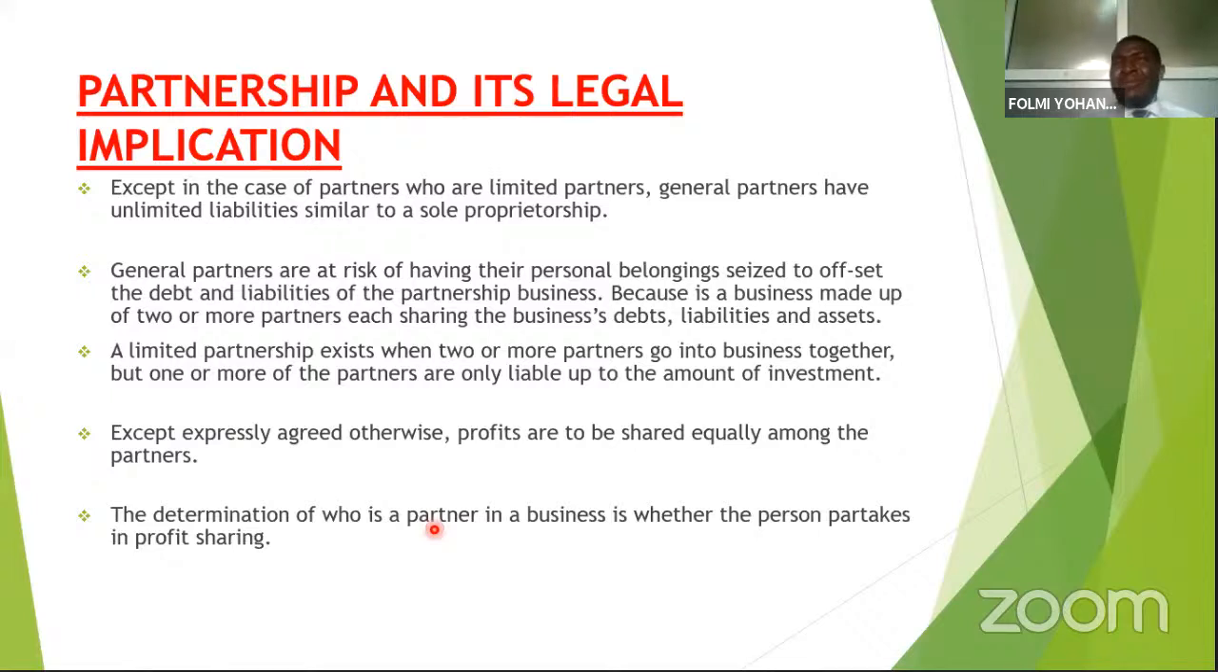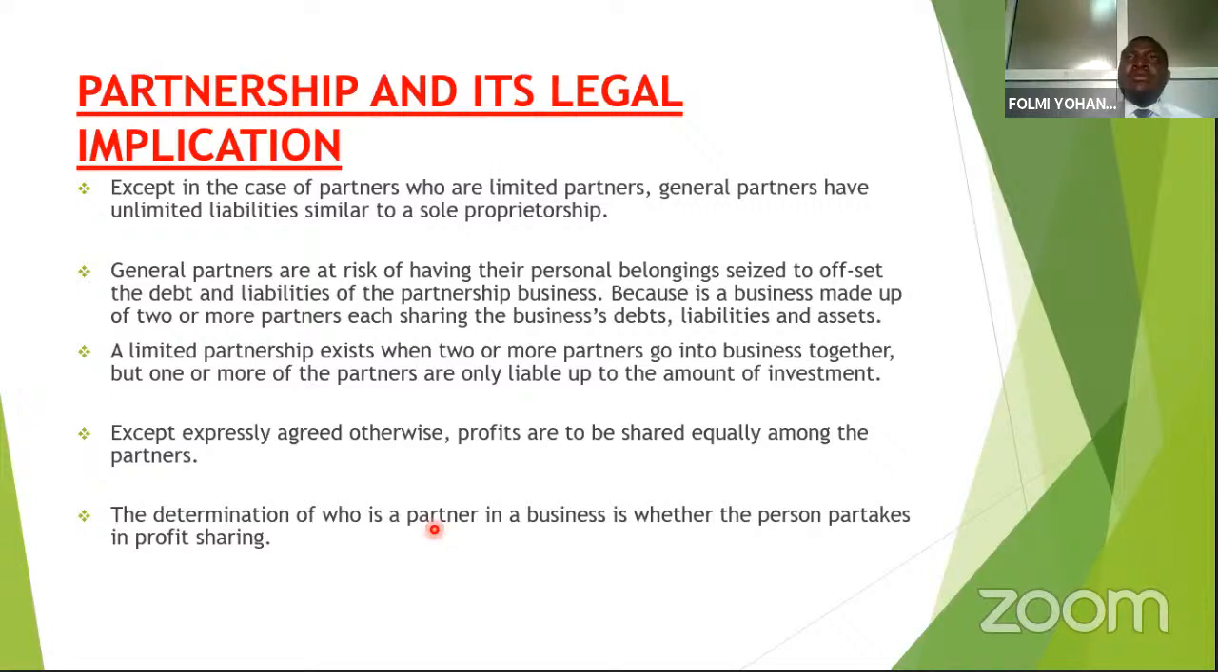Though with the enactment of the CAMA of 2020, we have what we call limited liability partnerships. It's a partnership in the form of a company where the partners are separate from the partnership. So you cannot go after the partners to offset a particular debt. That's why you see some businesses carrying LLP, showing you that it's a limited liability partnership. But in this case, we are just limiting ourselves to limited partners and general partners. General partners have unlimited liabilities and are at risk of having their personal belongings seized.